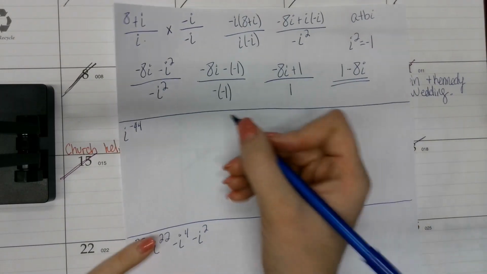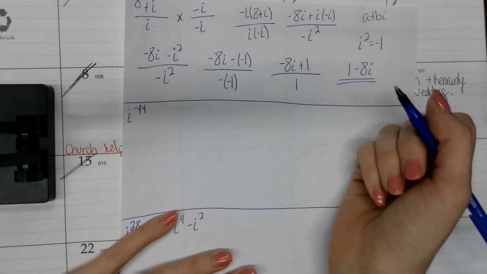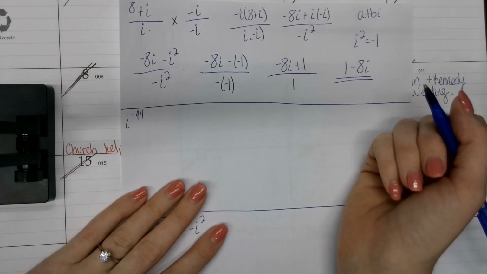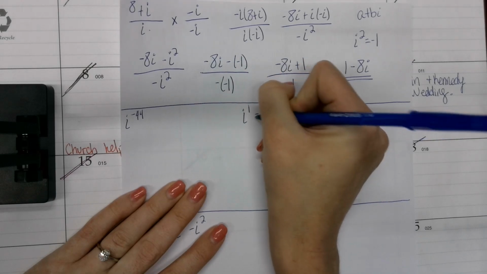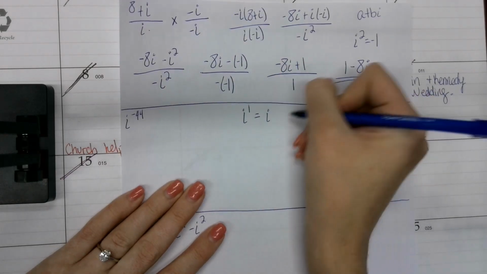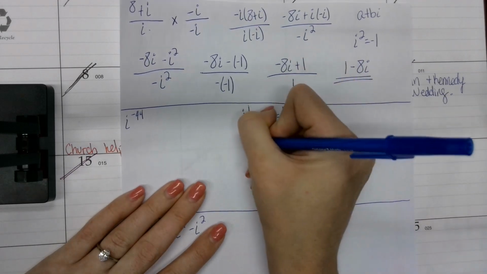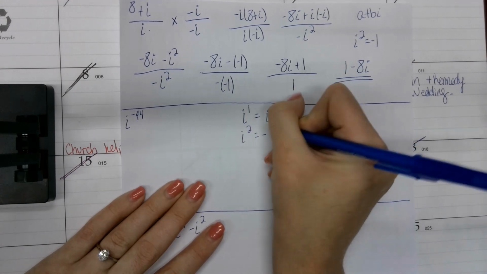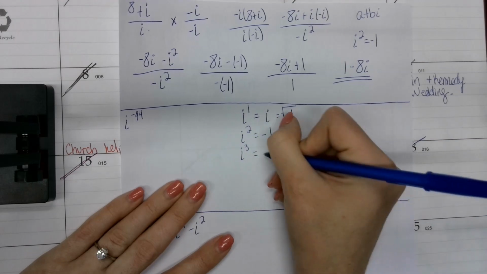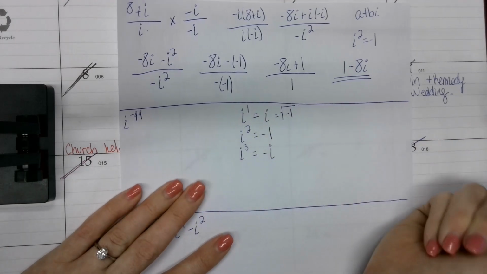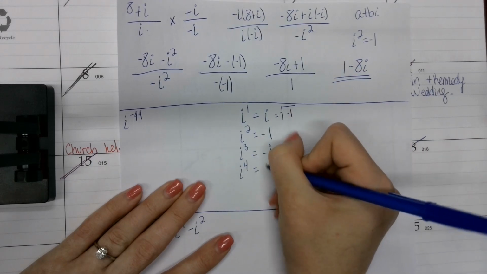This next part, I don't even know the best way to explain it. So we know i to the first is i, or the square root of negative 1. i squared equals negative 1. i cubed is negative i. And i to the 4th power is positive 1.